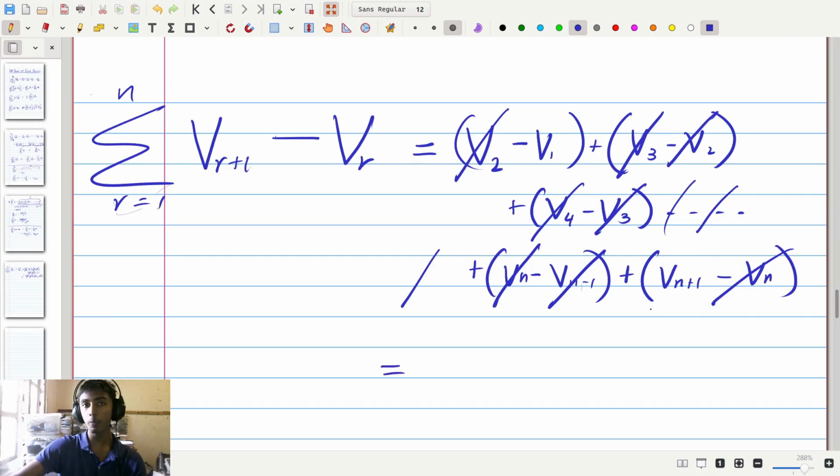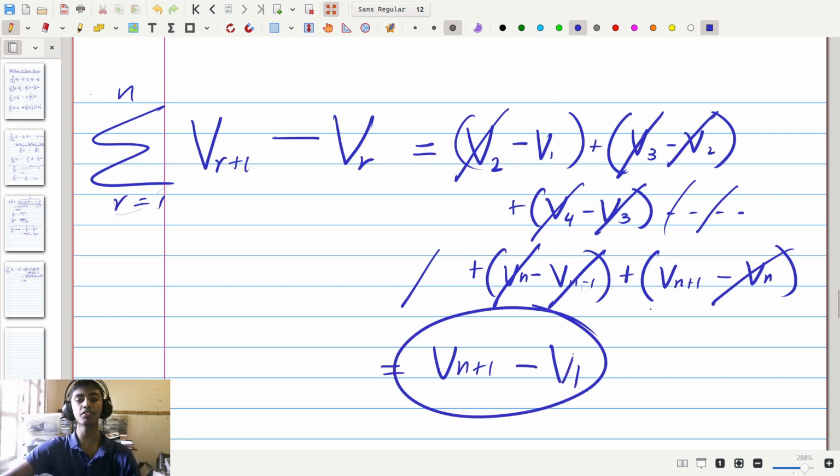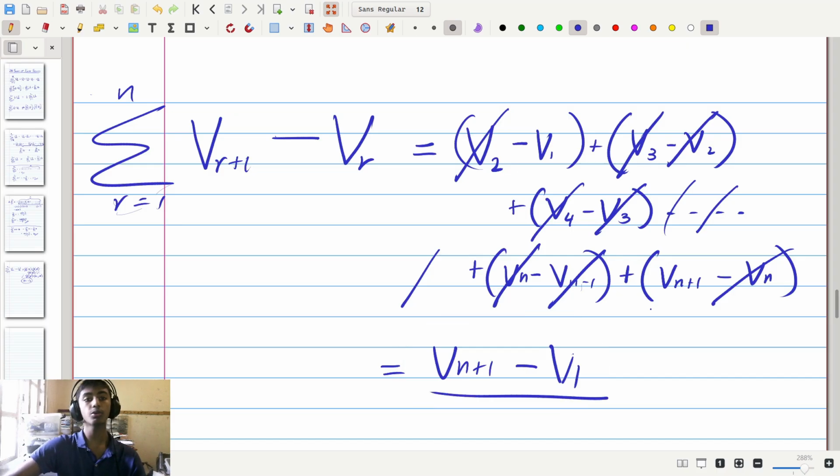Therefore, the telescoping sum contains only this bit, which is v of n plus 1, and then plus this bit, which is negative v of 1, so minus v of 1. We can see that the overall sum of this telescoping sum is limited to only the first term and the last term.